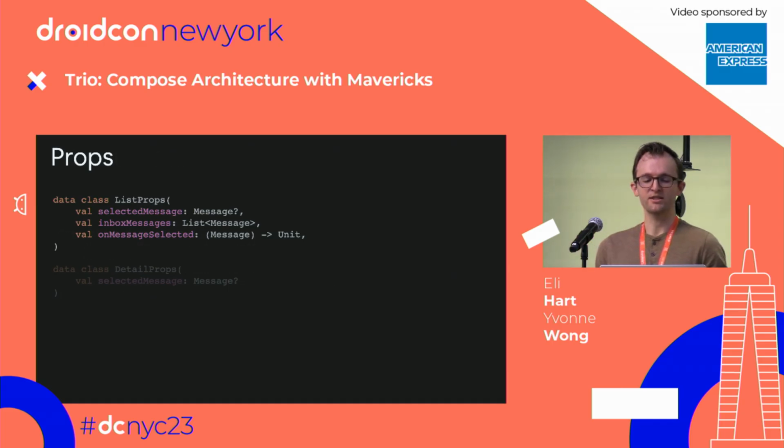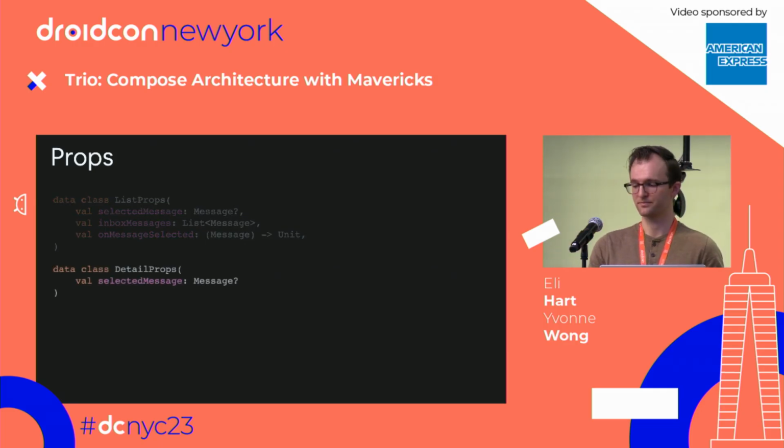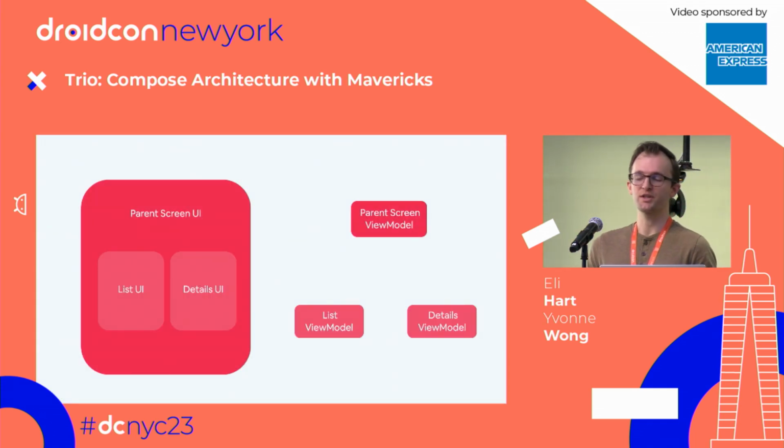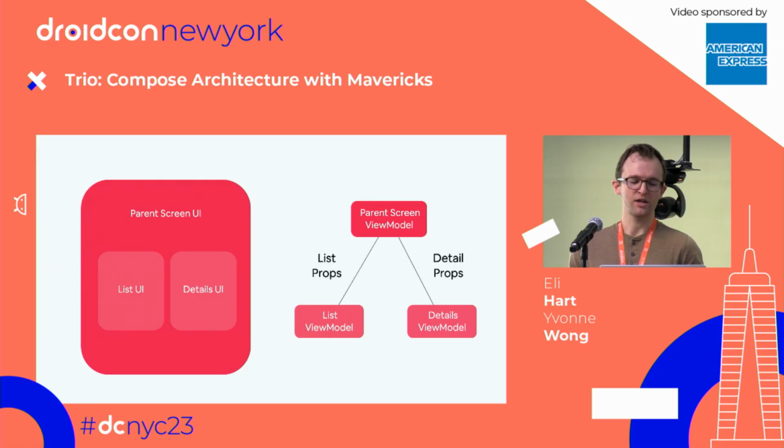The list screen needs to know the list of all messages and whether one is selected. It also needs to be able to call back to the parent to tell it when a new message has been selected. The detail screen just needs to know which message to display. The parent view model holds the child instances in its state and is responsible for passing the latest prop values to the children.